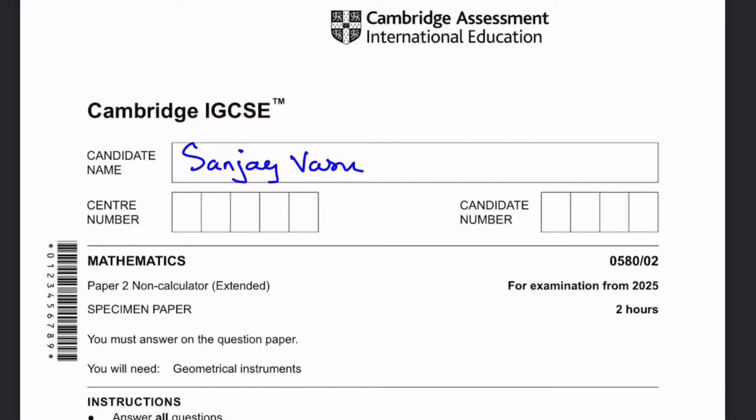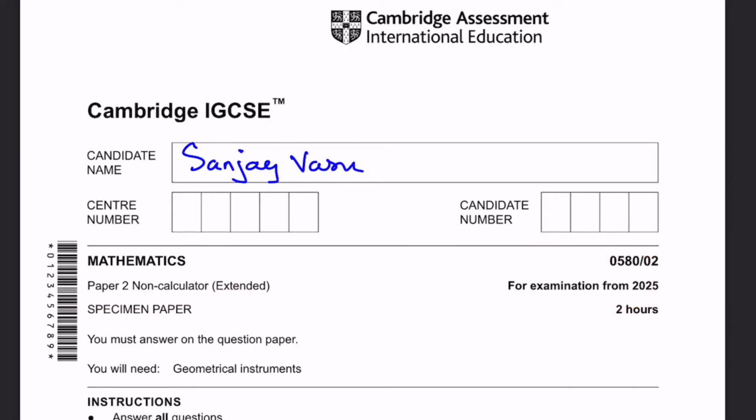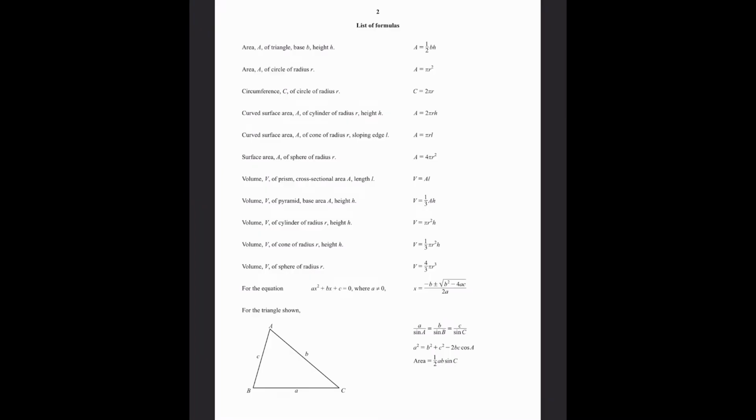This time I'll be doing it on the Cambridge IGCSE Mathematics Paper 2, which is a non-calculator paper for extended maths for examinations from 2025. Before we go to the questions, let's just take a note of the list of formulas which is given on the front page right after the page with the name and details of the candidate. These are the important formulas which you will require for the exam and therefore is always given in this page.